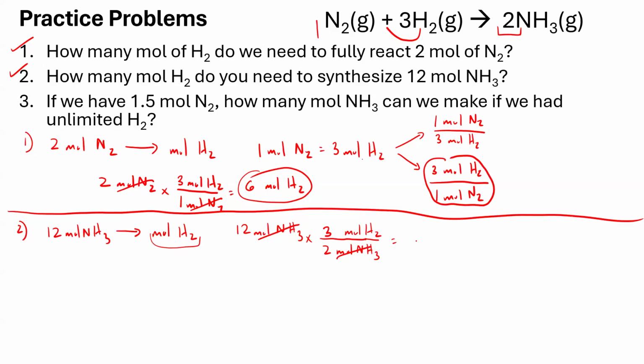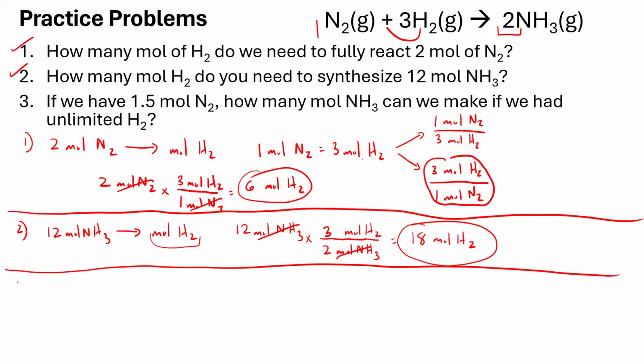12 times 3, 36 divided by 2 should be 18. And that's going to be moles of H2. That's how many moles of H2 we need to synthesize 12 moles of NH3. It had nothing to do with the other ingredient. We're just checking that one reactant, that one ingredient. When we do problems like this, we're just assuming we have unlimited of the other one. And we'll do more examples of that.